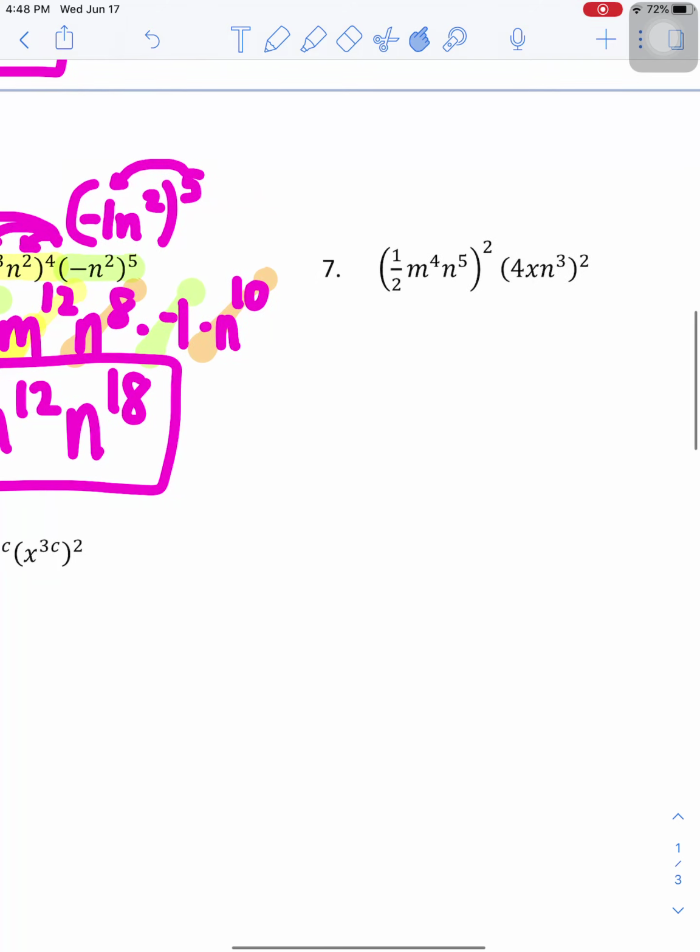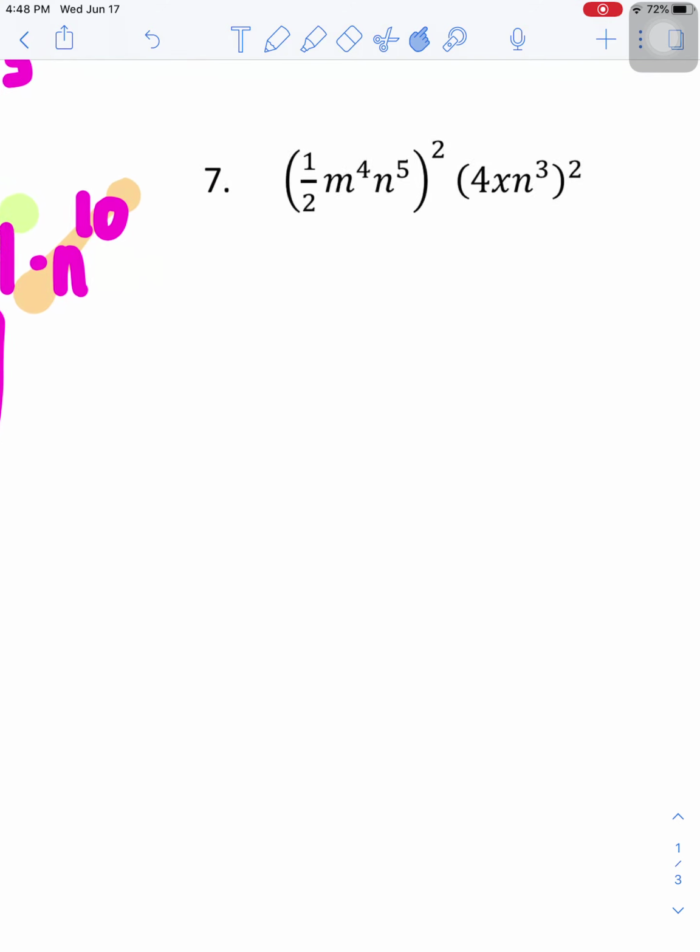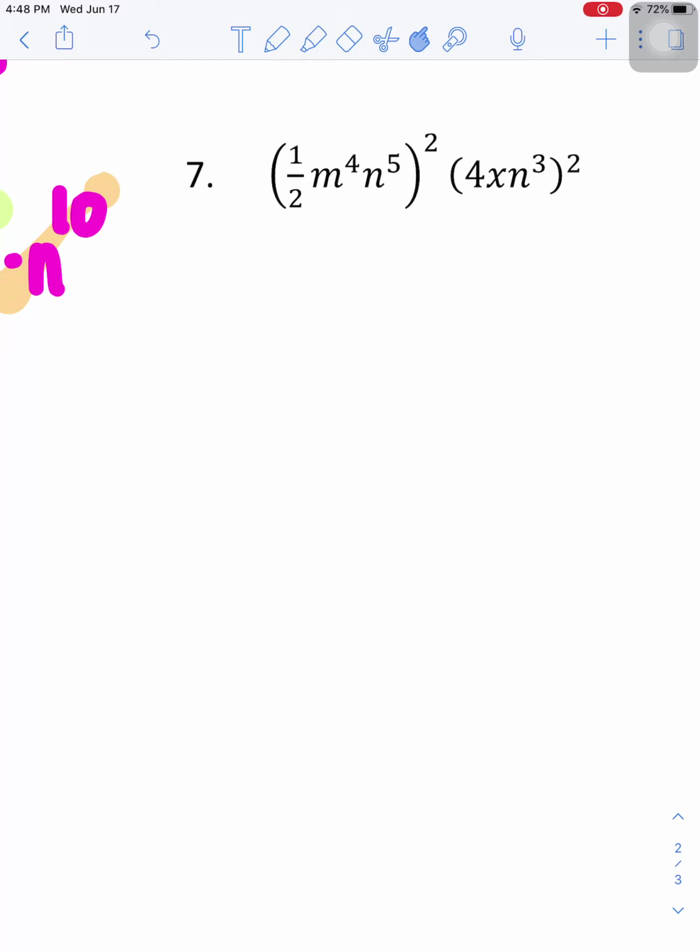All right, let's go to number 7. Take a moment to copy the problem down. You have the quantity of 1/2 m to the 4th power, n to the 5th power, all raised to the 2nd power. And then you have the quantity of 4xn cubed raised to the 2nd.